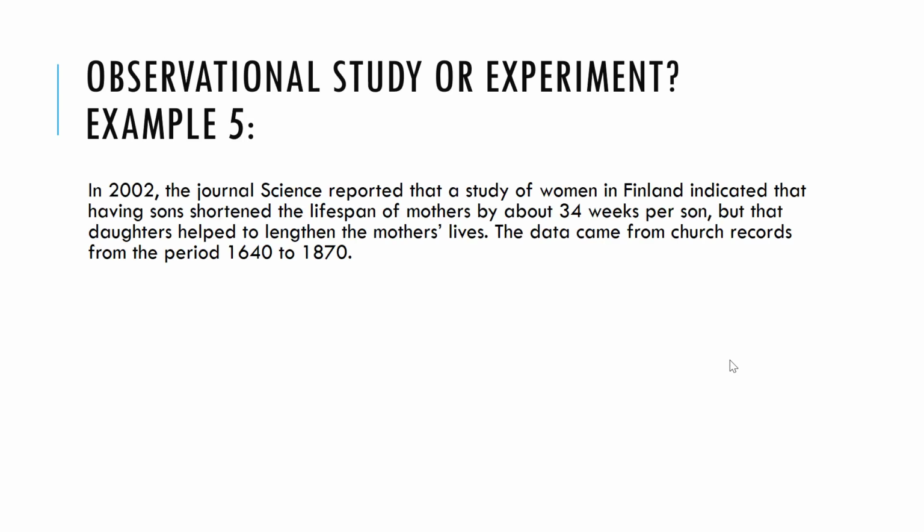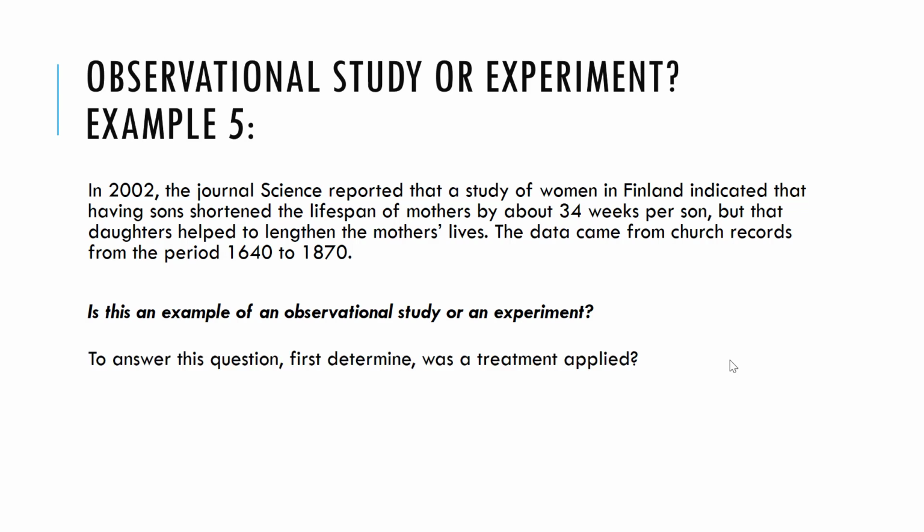Let's do another example. In 2002, the journal Science reported that a study of women in Finland indicated that having sons shortened the lifespan of mothers by about 34 weeks per son, but that daughters helped to lengthen the mothers' lives. The data came from church records from the period 1640 to 1870. Is this an example of an observational study or an experiment?